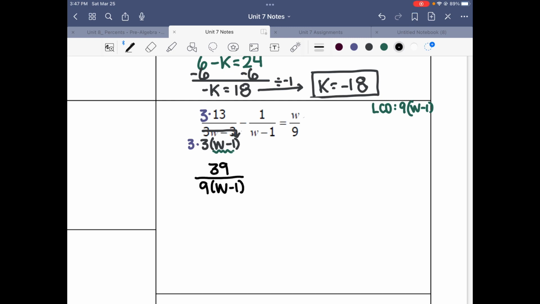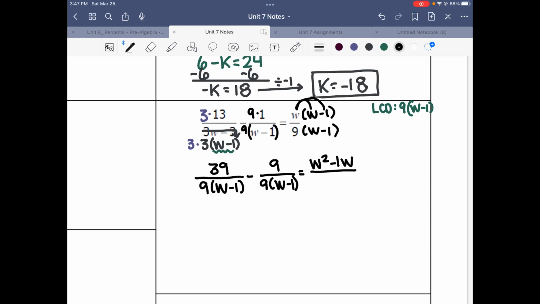The next fraction needs the 9 out front, so I'm going to multiply it by 9, which gives me 9 over 9w minus 1. And the third fraction needs the w minus 1. When I go to multiply out the top part, though, this is going to turn into w squared minus 1w. And then the bottom part is again 9w minus 1.